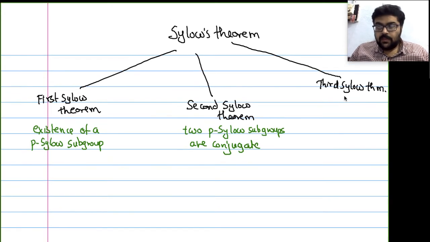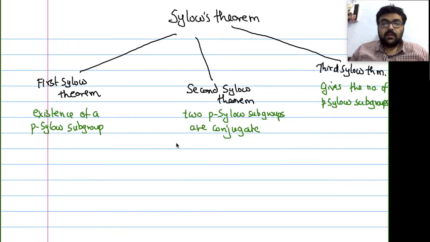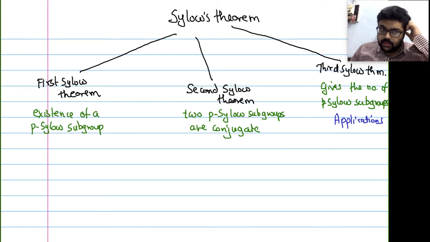The third Sylow theorem gives the number of p-Sylow subgroups in G, which is also used for applications. The second part and third part we are going to study later. The second one also says that a unique p-Sylow subgroup is normal.